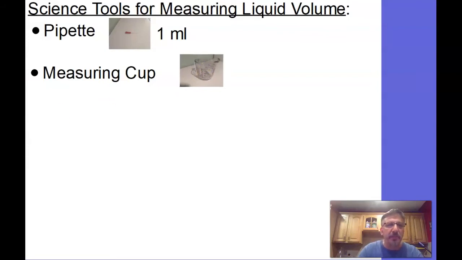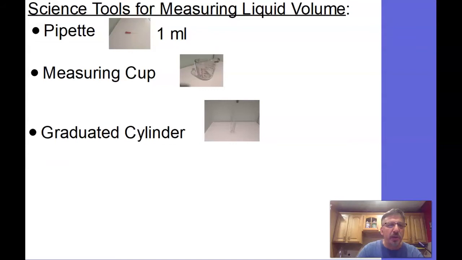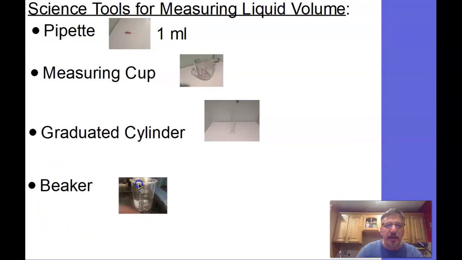Following the measuring cup, we had the graduated cylinder. That's a tall one. It looks like a tube with a base. They come as little as 10 milliliters, maybe even 5 milliliters, and they go as large as about 500 milliliters. So that's a very simple one to draw. The last one we discussed was the beaker. It kind of looks like a glass with a rim on it, and of course has the metric units on the sides.